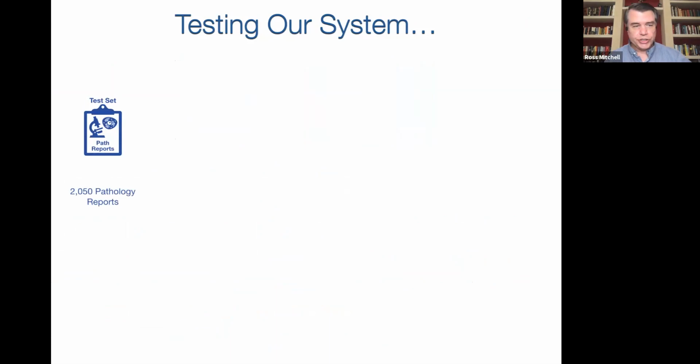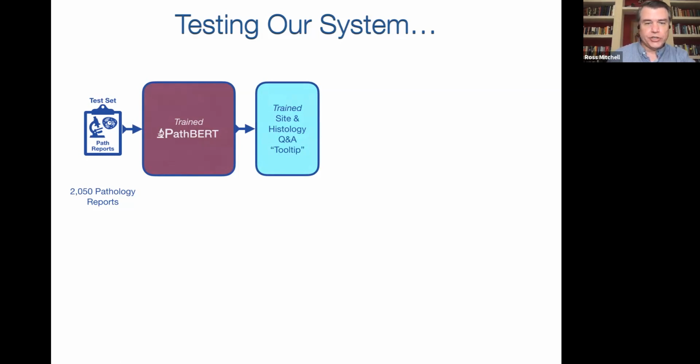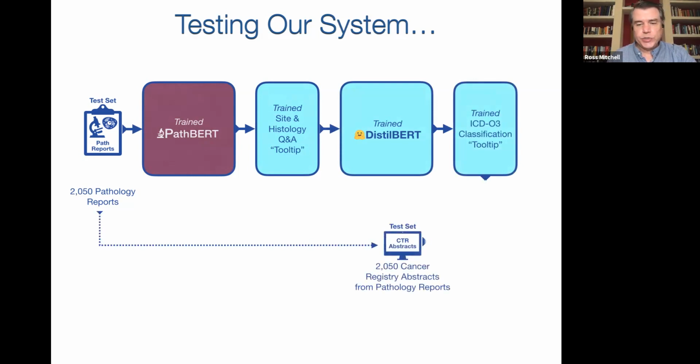Okay, so we've got the whole system all together. So what did we do? We tested it on a sequestered set of just over 2,000 pathology reports with ground truth from the cancer registry. So each of these path reports were fed into PathBERT, which fed it into the histology tooltip, and that extracted the phrases from the pathology report. These were then fed into our DistilBERT, which mapped them onto codes. And to verify this, we took the ground truth from the cancer registry and looked it up and said, did our NLP system manage to extract the same code and phrase that the cancer registry folks did?